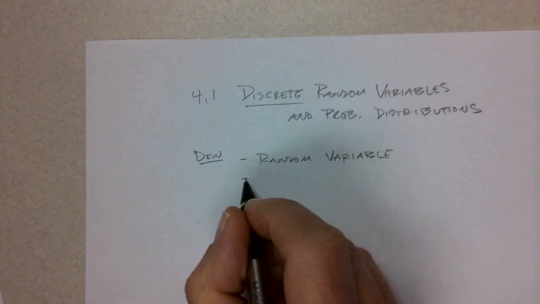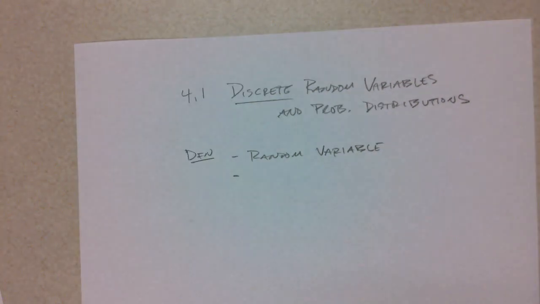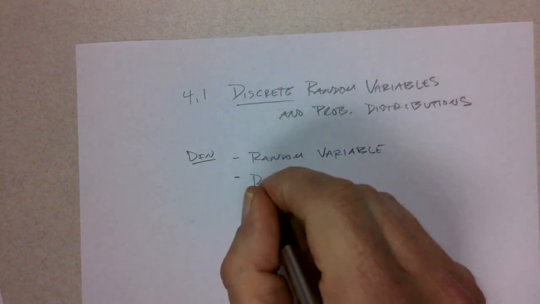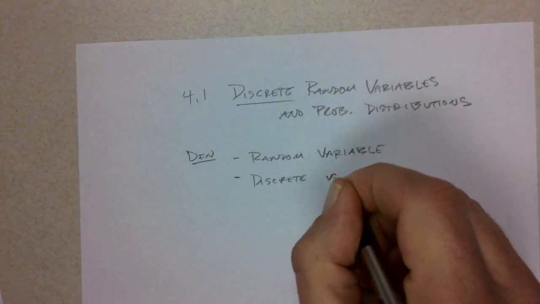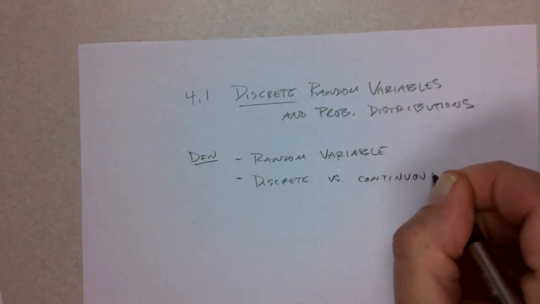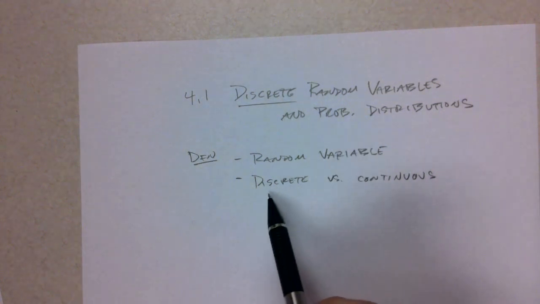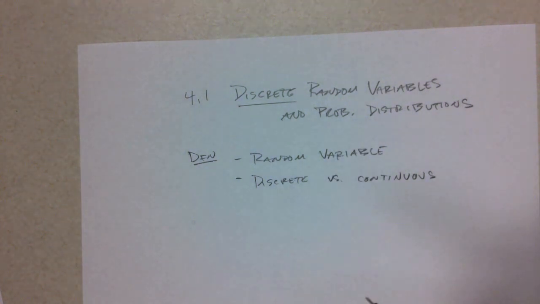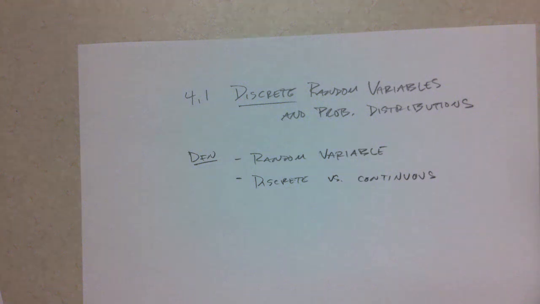All right, so know what a random variable is, and then we talked about the difference between discrete and continuous random variables or probability distributions. Discrete means they're countable. There's a fixed number of them, a finite number, I should say. And continuous, there's an infinite number.